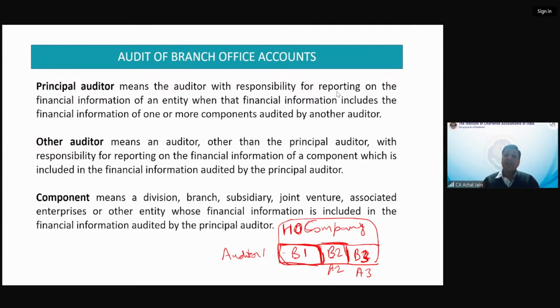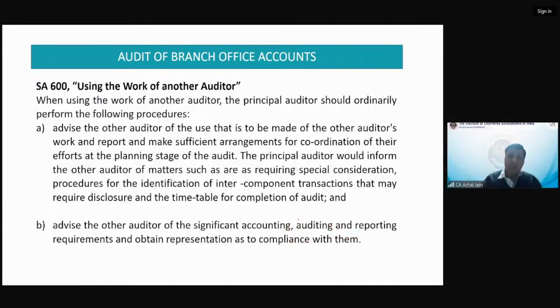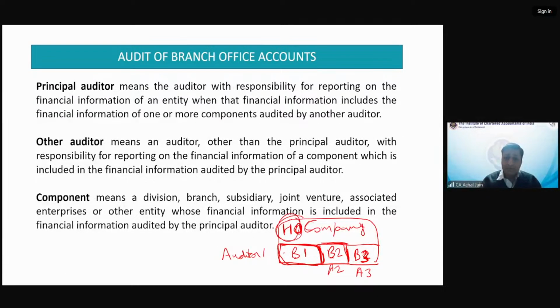So therefore, the team over there, this head office, what will they do? They will prepare their own trial balance of the head office. Plus, they will also merge the trial balances of these branches, or you can say consolidate all of these together so that financial statements of the company are prepared. And whose responsibility will it be to audit the financial statements of the company? Let's suppose there's another auditor, that is C1.